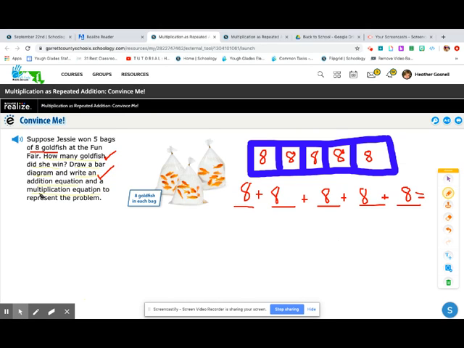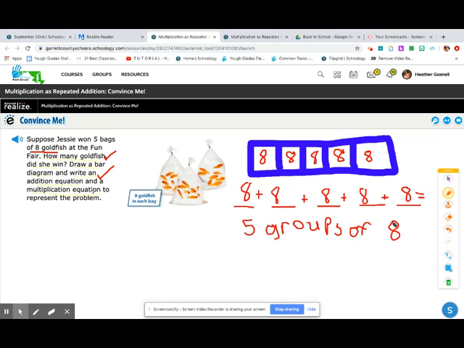Now, I have to show a multiplication equation. Remember what I said about those groups? If you can identify those groups and how many is in each group, you can easily make that a multiplication equation. So let's take a closer look. I have 5 groups. I'm going to go ahead and just write that out. 5 groups of 8. 5 groups of 8. There we go.